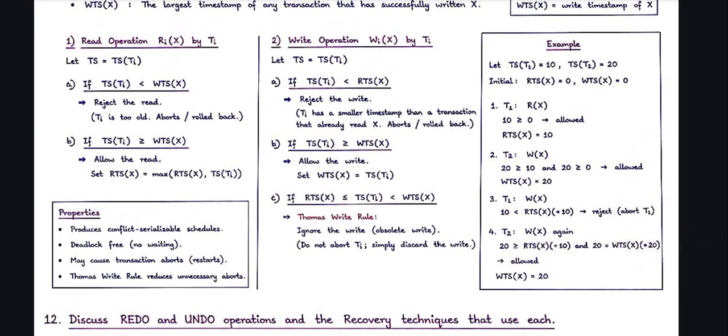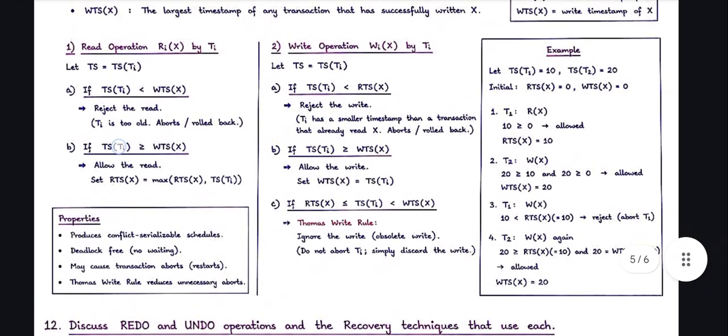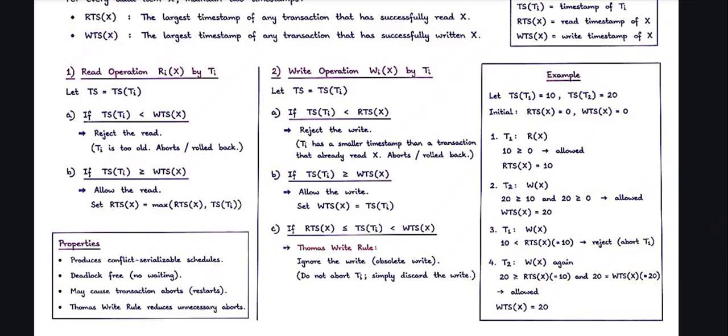Read operation Ri of X by Ti: let TS equal TS of Ti. If TS of Ti is less than WTS of X, reject the read, since Ti is too old; it aborts or is rolled back. If TS of Ti is greater than or equal to WTS of X, allow the read and set RTS of X equal to the max of RTS of X and TS of Ti.